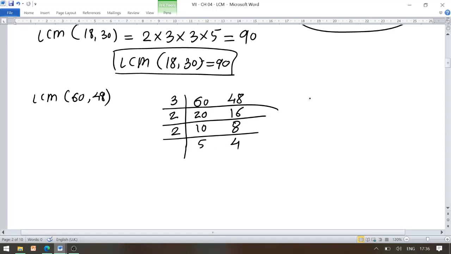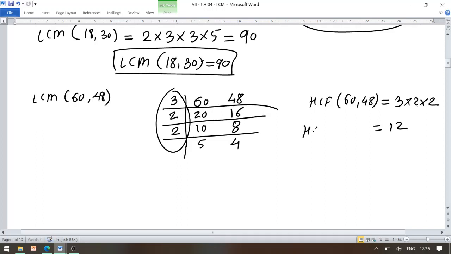Now again, suppose we have to evaluate the HCF of 60 and 48. That is the multiplication of all common divisors we have in the vertical division, that are 3, 2, 2. Let us multiply them. 3 twos are 6, 6 twos are 12. So the HCF, or we may say the GCD, of 60 and 48 is 12.